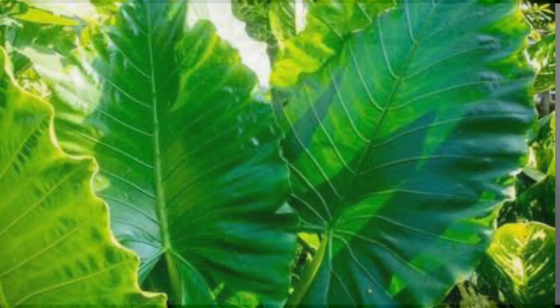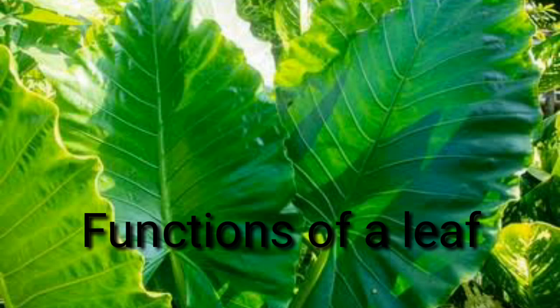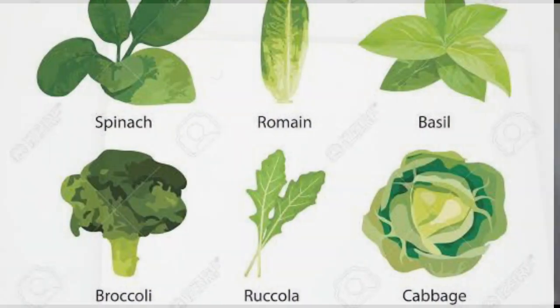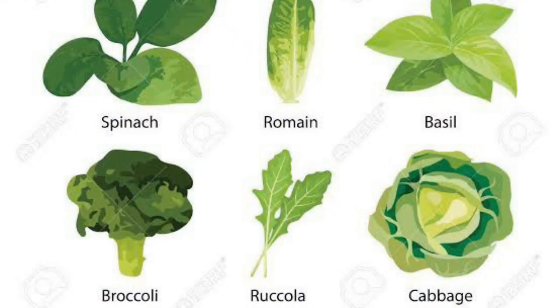What are the functions of a leaf? A leaf performs various functions for a plant. First, the most important function of a leaf is to prepare food for the plant. Leaves of some plants such as spinach and fenugreek store food that we eat as vegetables.